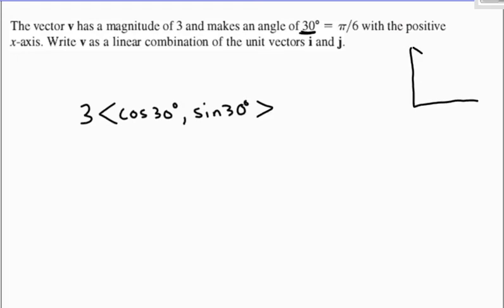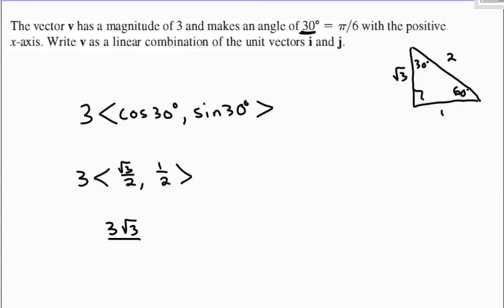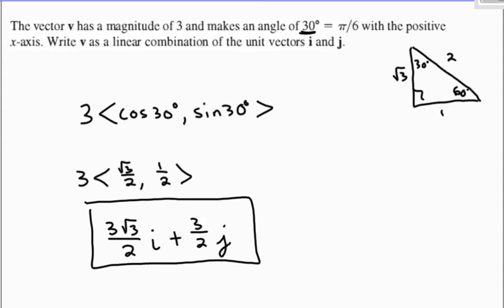And it sure is nice that we memorized this 30-60-90 triangle. Comes in handy, helps out a lot. Square root of 3, 2, 1. So this is going to be 3 times cosine of 30, which is square root of 3 over 2, and the sine of 30 is 1/2. So if I distribute the 3, I'll get 3 square root of 3 over 2 i, plus 3 times 1/2 would be 3/2 j. There's our vector.